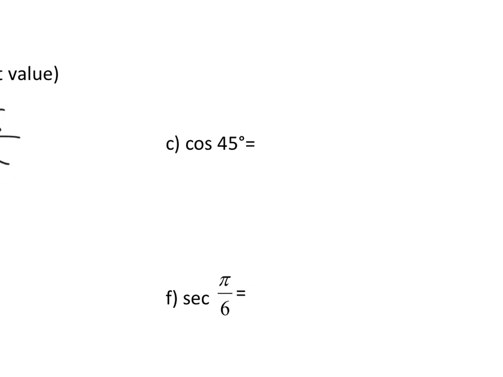Cosine of 45. Which finger do you put down for 45? Middle finger. And cosine is above. How many fingers above? 2. So it's square root of 2 over 2.